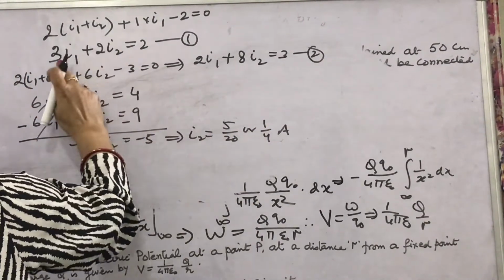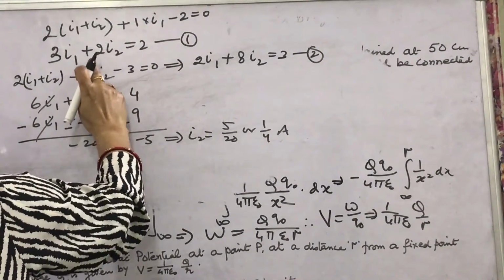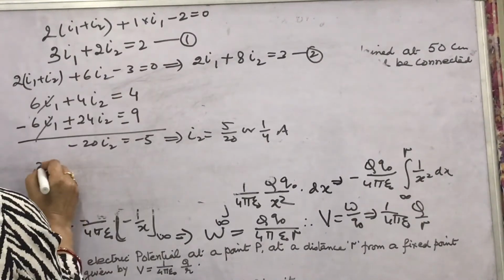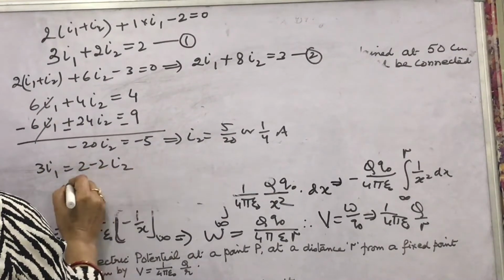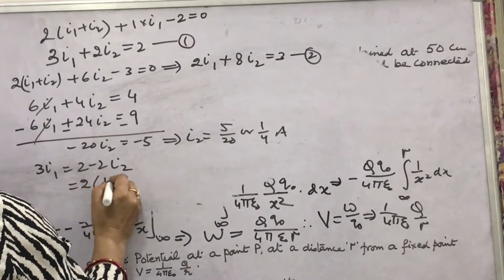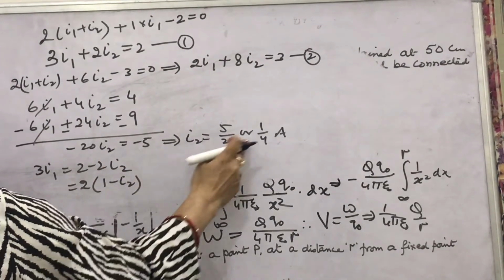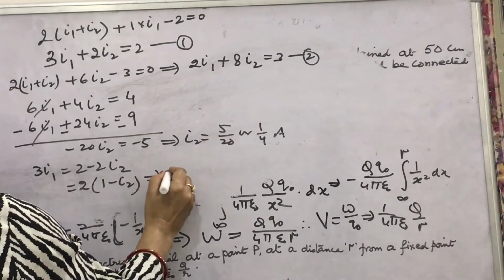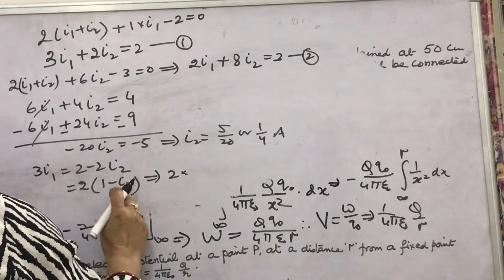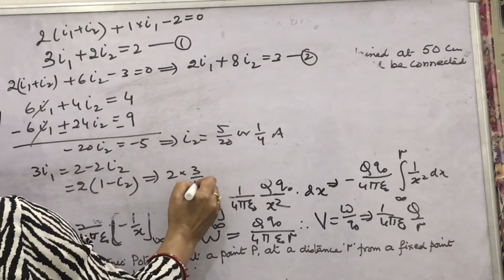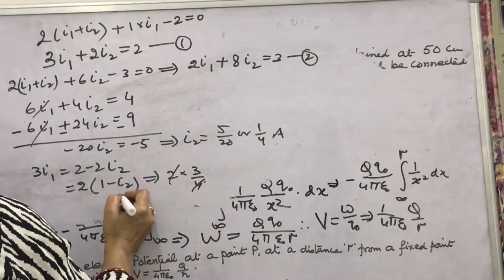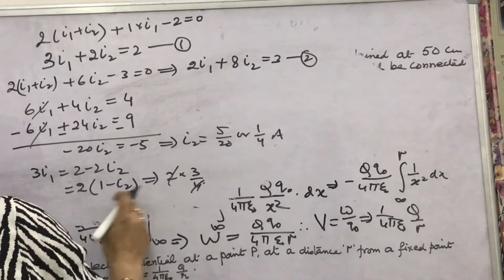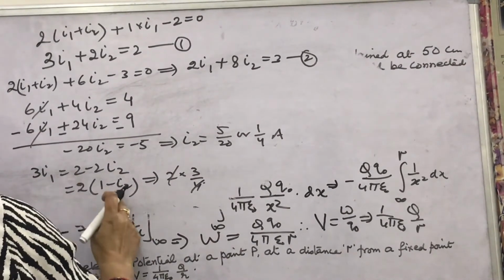Put I2 in any of the expressions. From equation 1, 3 I1 will be 2 minus 2 I2, that is 2 within bracket 1 minus I2. What is I2? 1 by 4. This implies 2 into 1 minus 1 by 4 is 3 by 4. Okay, this is 3 by 4. 2 is common.